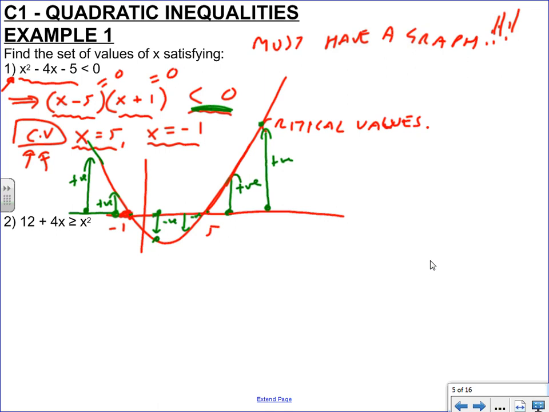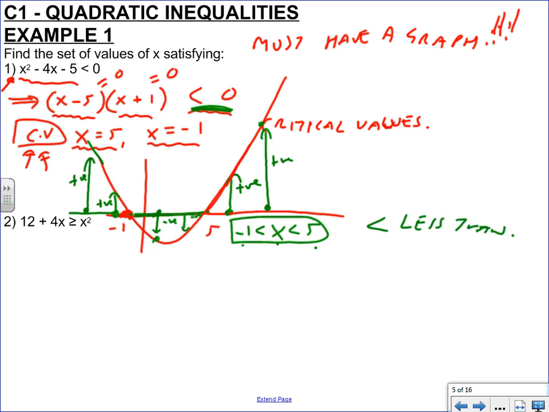So what are we saying? We're saying this thing is less than 0 when x is less than 5 and greater than minus 1. Can you see? x is between 5 and minus 1. And you should be able to read that to yourself because we know that means less than.